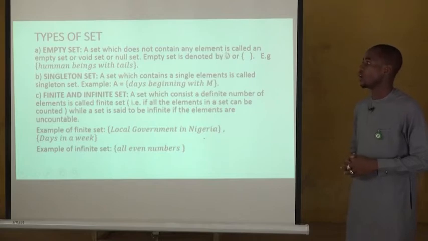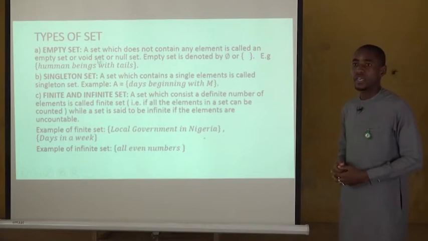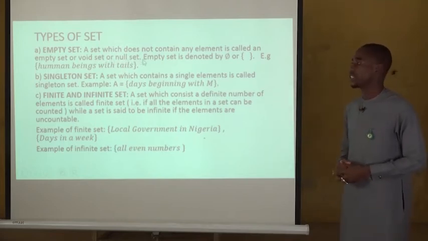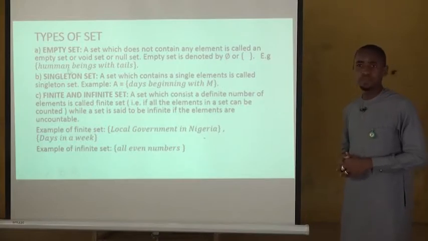Now let's see types of sets. Starting with the empty set. A set which does not contain any element is called an empty set. Sometimes it is called a void set, and it is also called a null set. The empty set is denoted by the symbol ∅ or curly braces without an element within that set. Example, we say a set of human beings with tails.